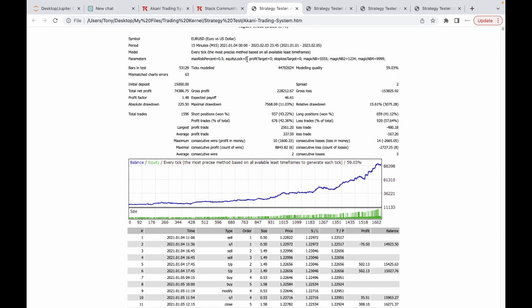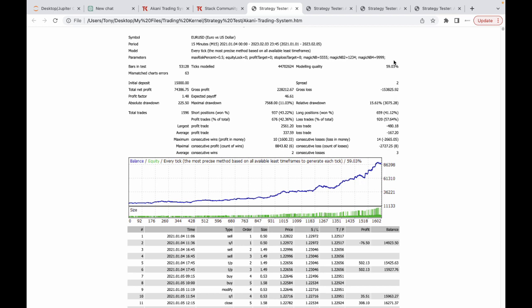We have our equity lock here, we have our profit lock, and we have our magic numbers for the 3 expert advisors, in case you want to use some sort of break-even or close-position tool to close your trades. These are the magic numbers for the 3 strategies.